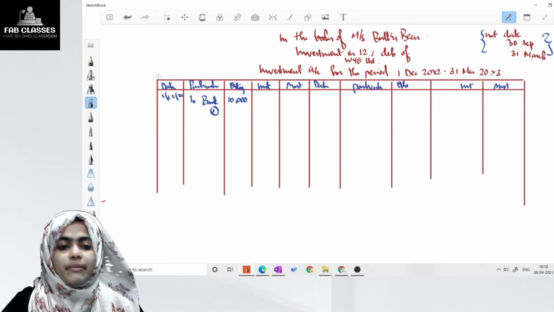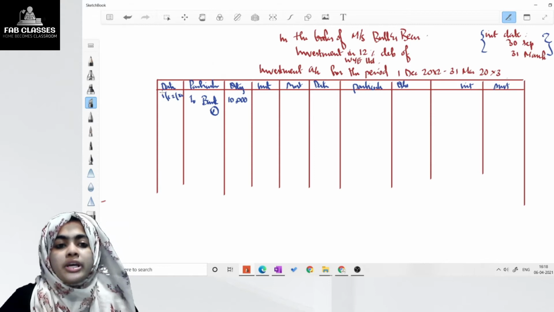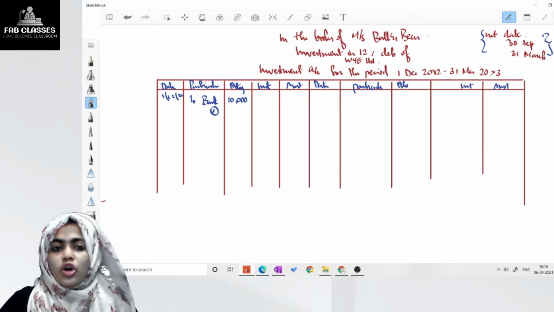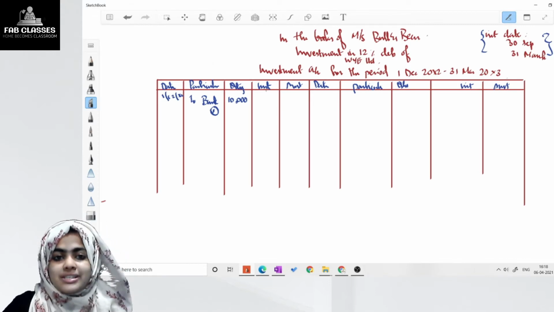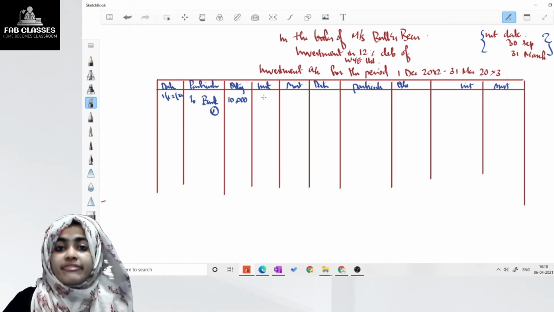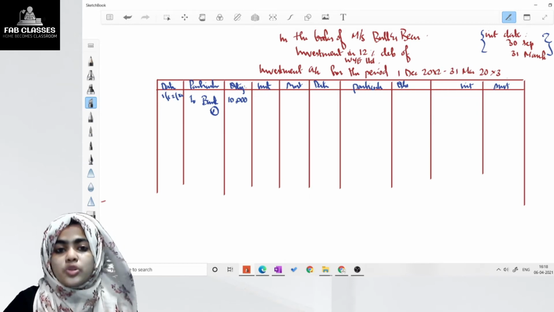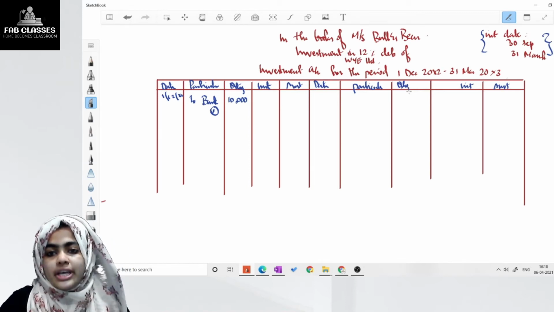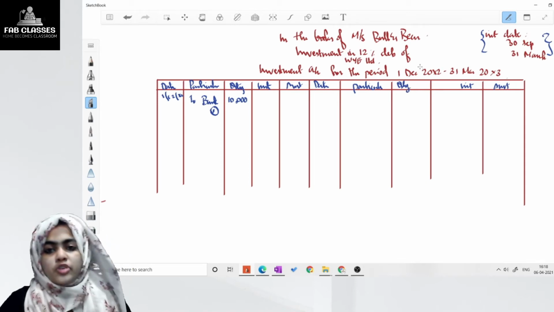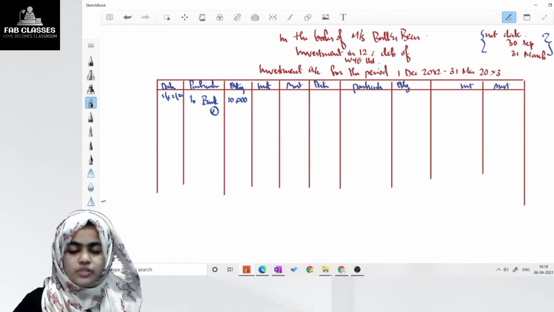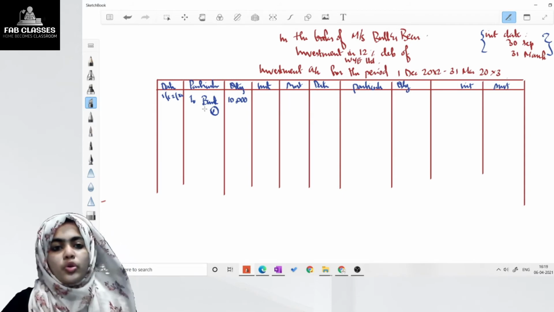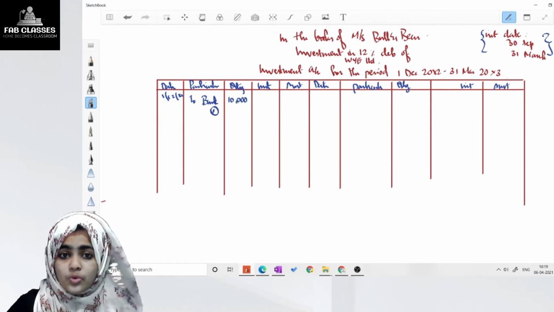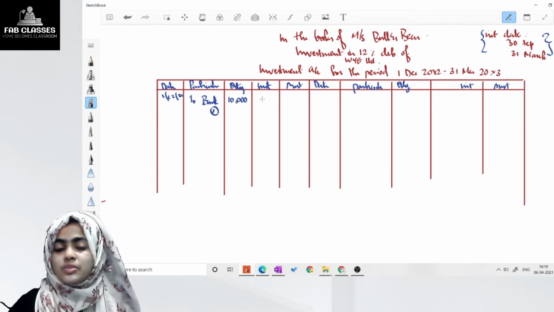Before that, let's discuss this ledger format of the investment account. Date column is there, particulars column is there, and the quantity column is there, then an interest column, as it is a fixed interest bearing security. So quantity, interest and amount column. Again date, particulars, quantity, interest and amount column. So the first entry is investment account debit to bank. To bank, the quantity is 10,000, and the amount and interest is what we have to find.